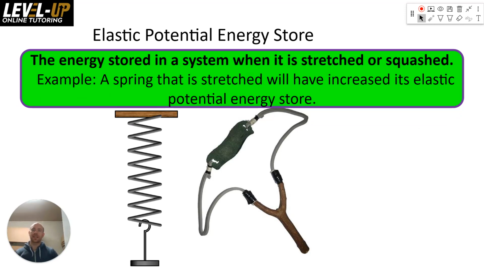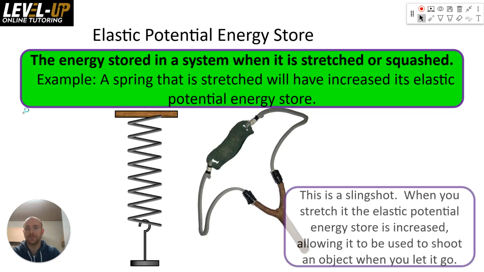Next one, elastic potential energy. Again, it's a potential energy, so you can't see it, but you can imagine it very clearly. If I stretch out a rubber band, then you know that if you let go of that rubber band, it's going to start moving. So if you've increased the elastic potential energy in that rubber band by stretching it out, that is what elastic potential energy is.